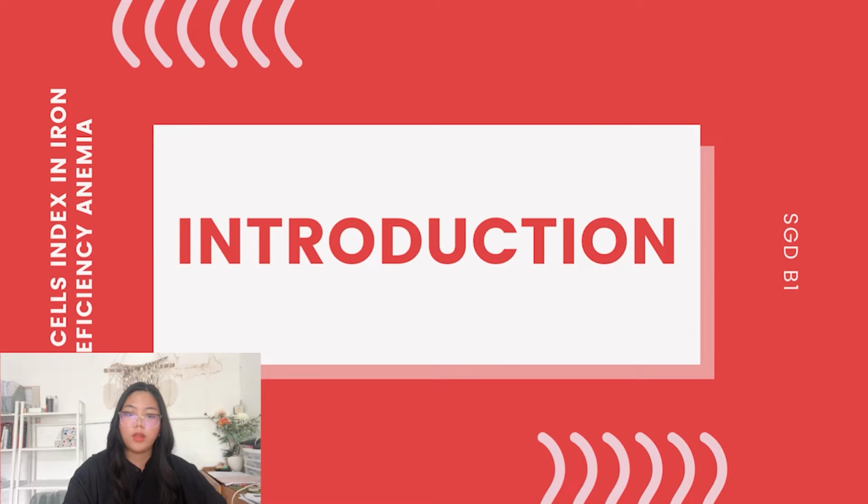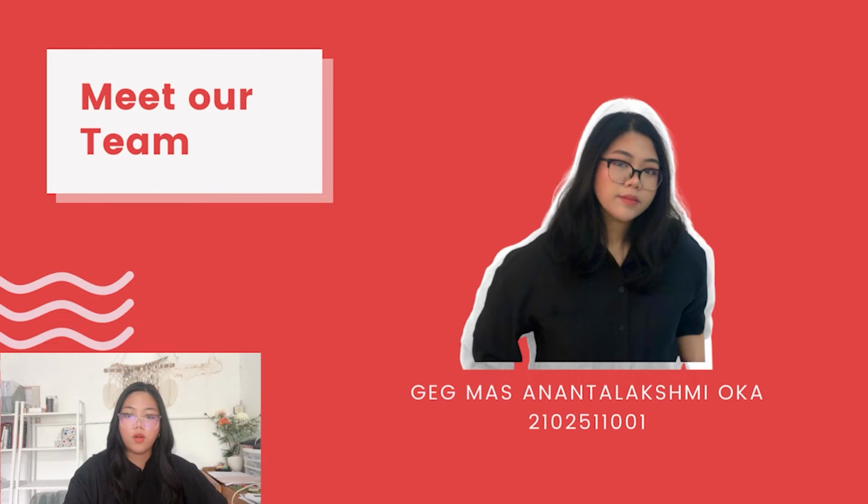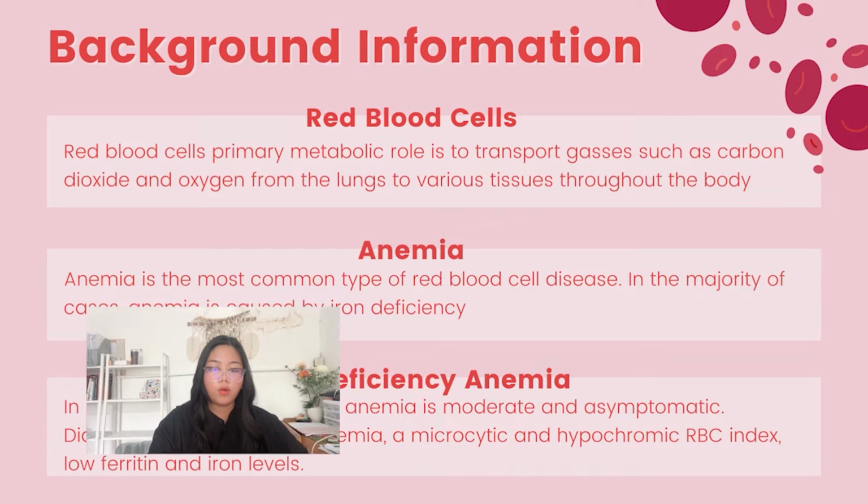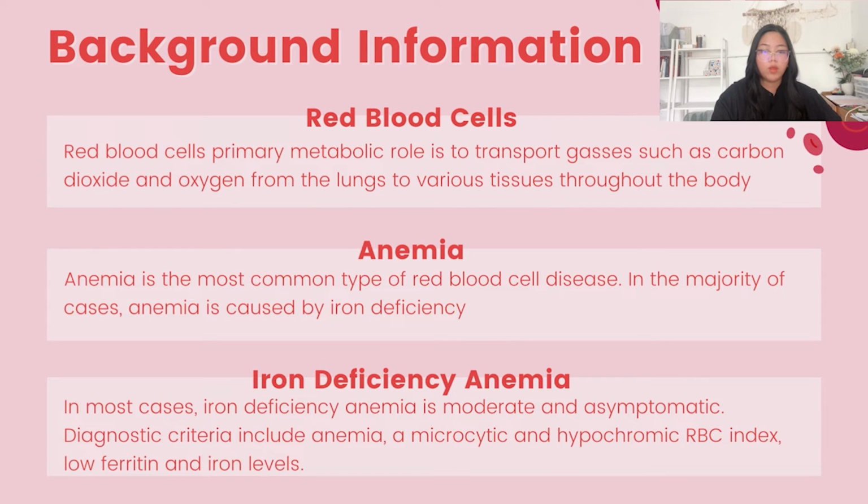My name is Geg Mas Anantalakshmi Oka, NIM number 001. First, I'll explain the background information of our student project. The RBC's primary metabolic role is to transport gases from the lungs to various tissues throughout the body, where they are used as a source of electrons.